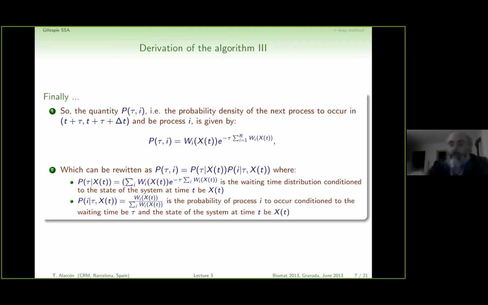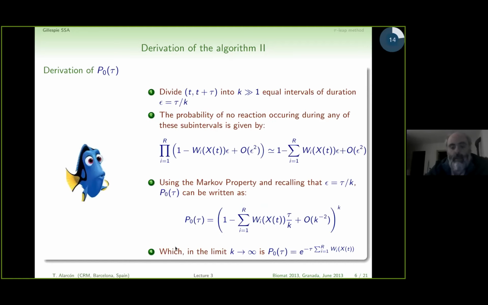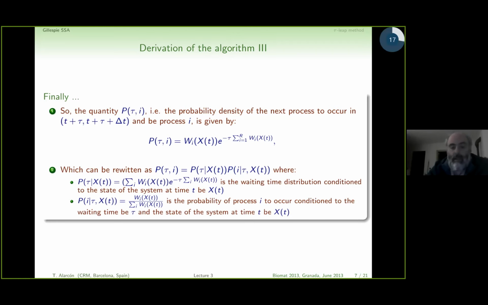By reformulating the master equation in this particular way, we can see that by means of the Markov property, which is the one that allows us to write this quantity in this way, we can deduce that the waiting time distribution is going to be an exponential.